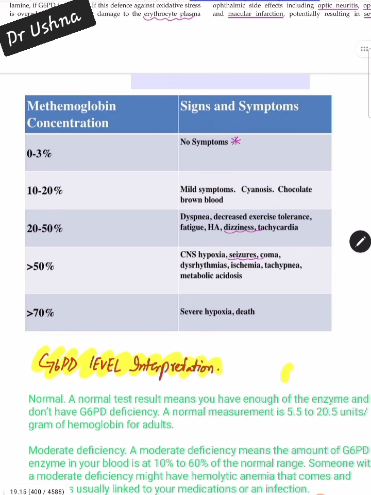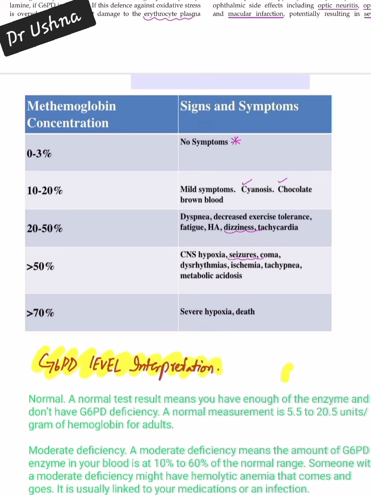But above 3%, at 10 to 20%, there is going to be cyanosis and chocolate brown blood, because methemoglobin is not able to carry the oxygen. At 20 to 50%, there is going to be neurological symptoms in the form of dizziness, tachycardia, due to decreased oxygen carrying capacity, and dyspnea. So the patient is fatigued most of the time, in the form of respiratory drive, neurological symptoms, and increased heart rate.